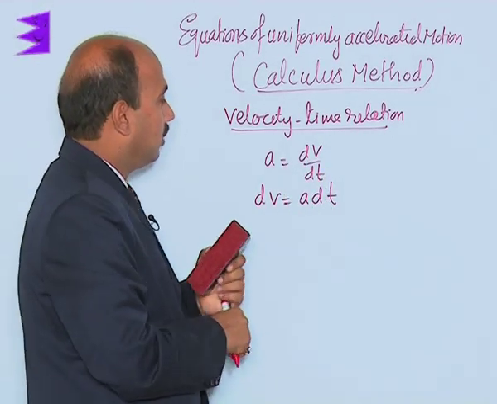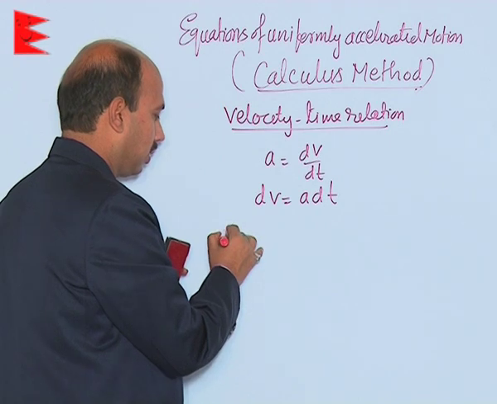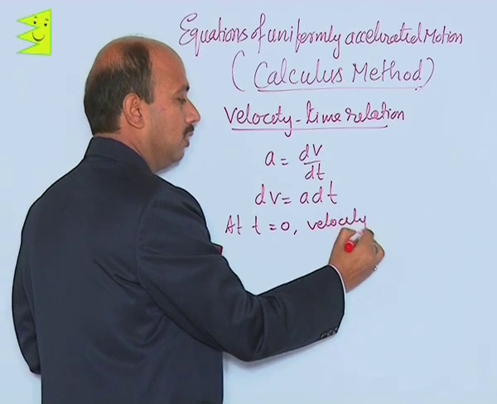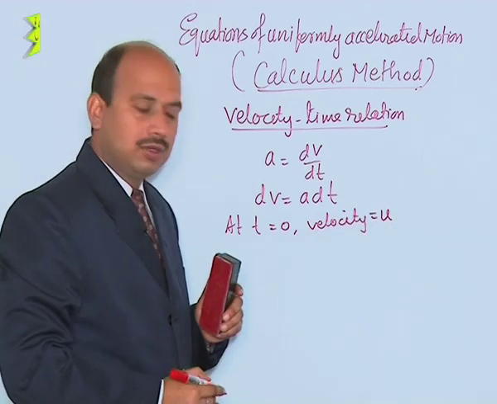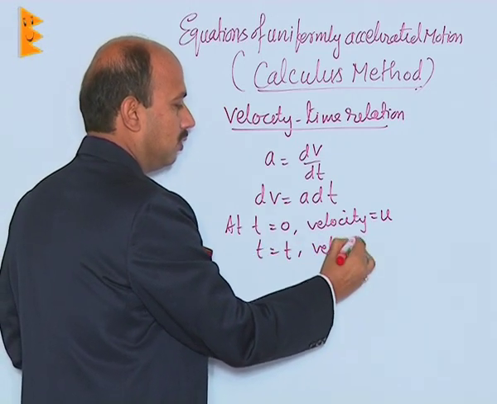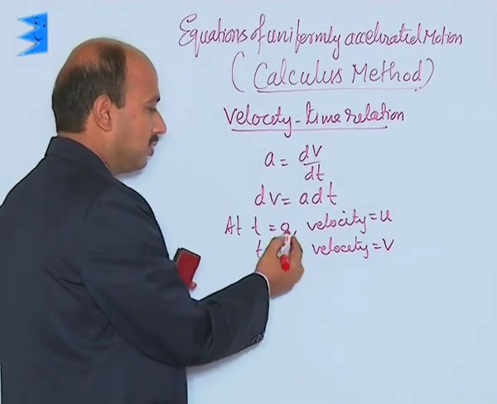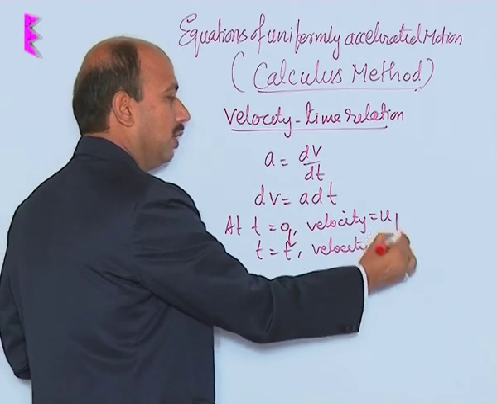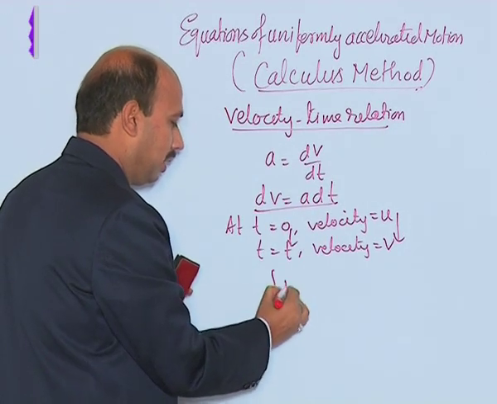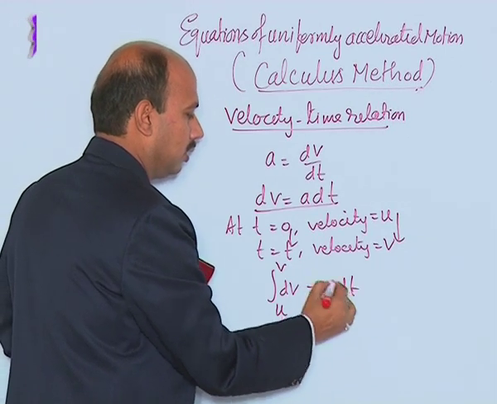Now, we have to calculate velocity from this, so we have to integrate. Suppose we take that at t is equal to 0, velocity is equal to u, that is called the initial velocity, and at t is equal to t, velocity is equal to v. This is the final velocity. So, now by taking these two limits, time 0 to t and velocity u to v, I will integrate this equation. So, we will get the integral of dv from u to v is equal to the integral of a dt from 0 to t.